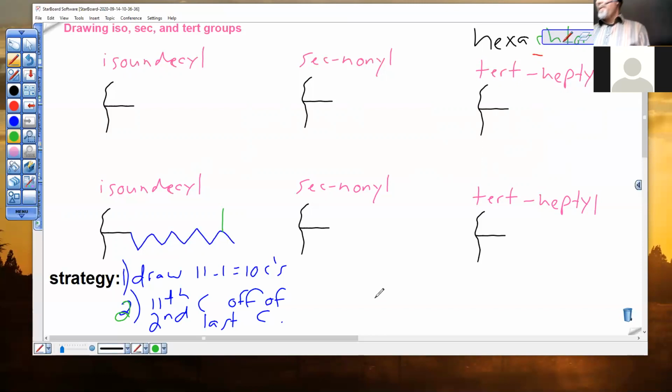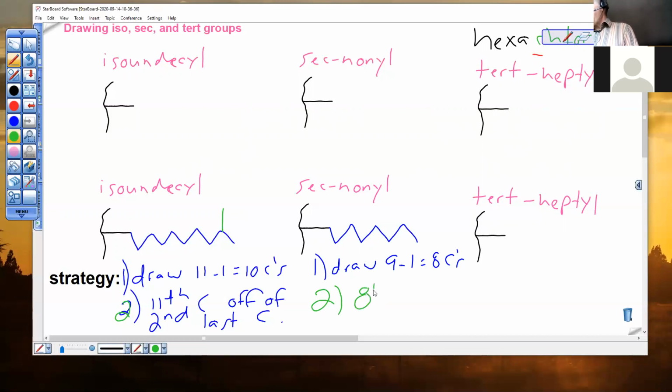So same strategy for sec, except you put the methyl in a different spot. Draw 9 minus 1 equals 8 C's. 1, 2, 4, 6, 8. Verify. 2, 4, 6, 8. And the 8th C. Oh, 8th, 9th. 9th C. We already did 8.